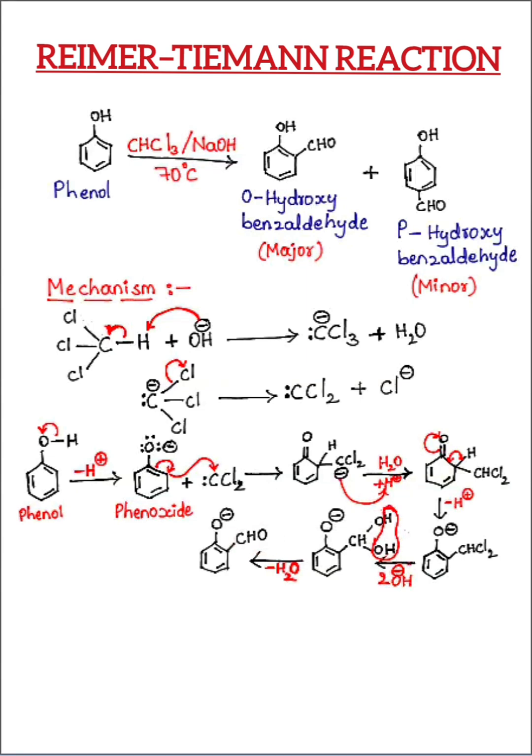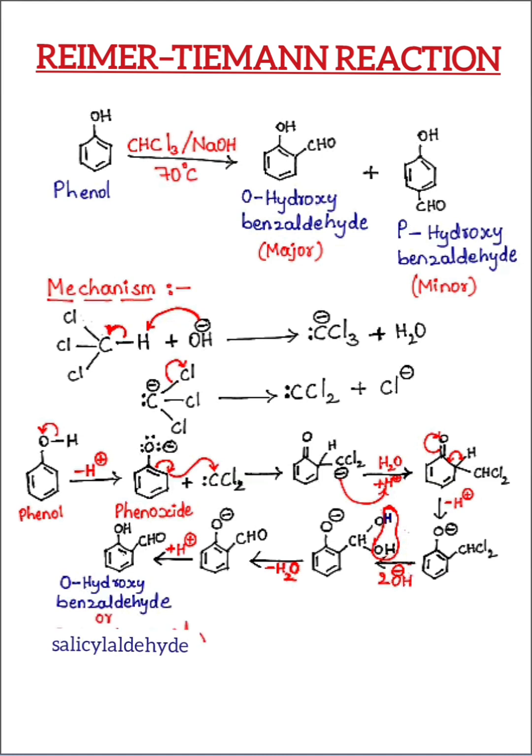Okay. So finally, in order to get the phenolic form I should add a proton. If I add a proton I will get OH. This O minus attracts this H plus and forms OH. And we are getting benzaldehyde as a product. So this is nothing but orthohydroxybenzaldehyde. Otherwise, we can call this salicylaldehyde. So this is our final product in the Reimer-Tiemann reaction.